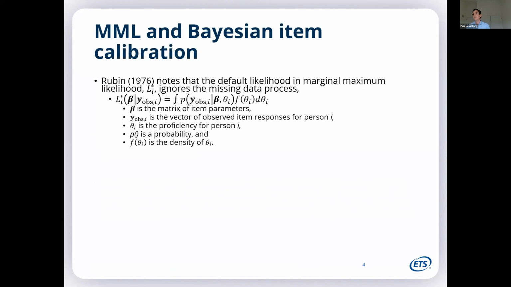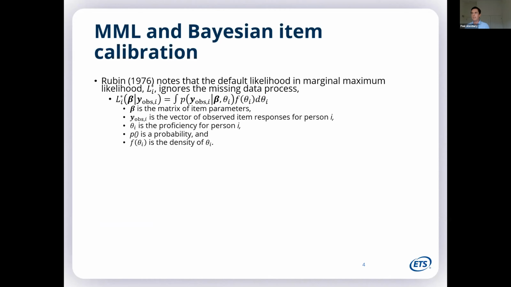So when I say missing data theory from Rubin, I'm going to very quickly go through the basic idea. Firstly, Rubin notes that the default likelihood in marginal maximum likelihood, which is related also to Bayesian inference, ignores the missing data process. So this is the individual level likelihood in IRT convention. It's probably a fairly familiar equation for a lot of people.